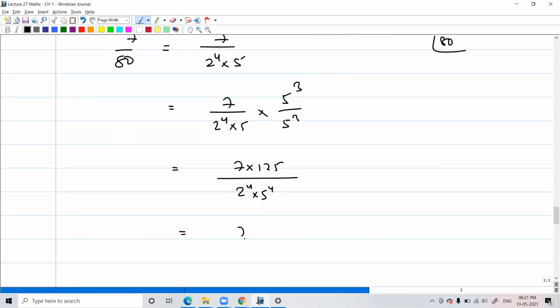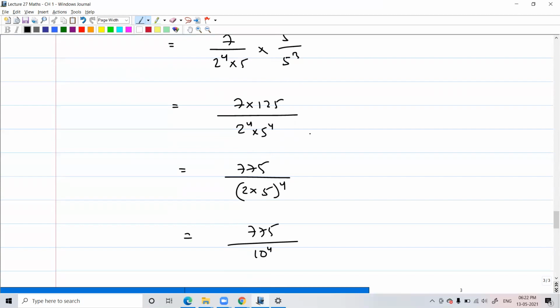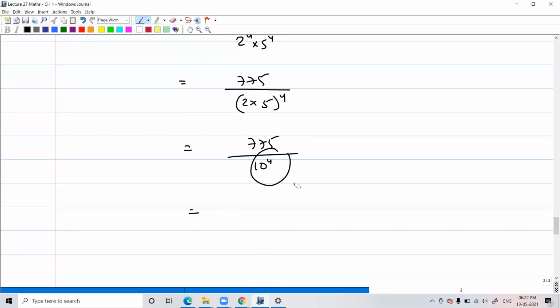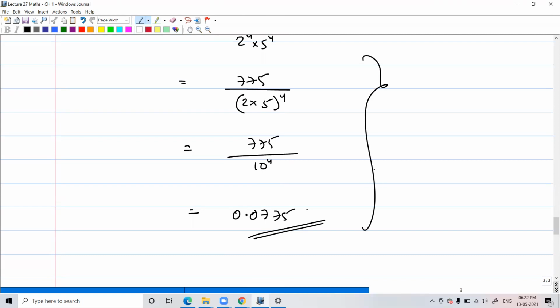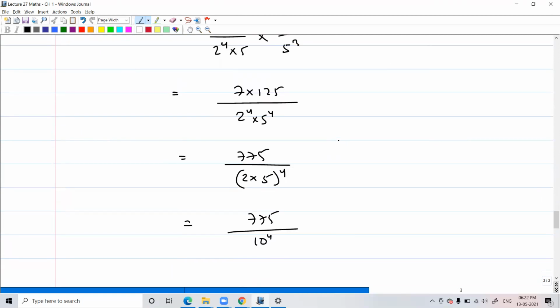So what is that? 775 by, you know that 2 to the power 4 into 5 to the power 4 will become 10 to the power 4 basically. And then since there are 4 zeros, you'll put the decimal before the 4 digits. So it will be 0.0775. Now, you may be asked to write the decimal expansion, or there may be another question from this same idea. Okay, let's see that also.